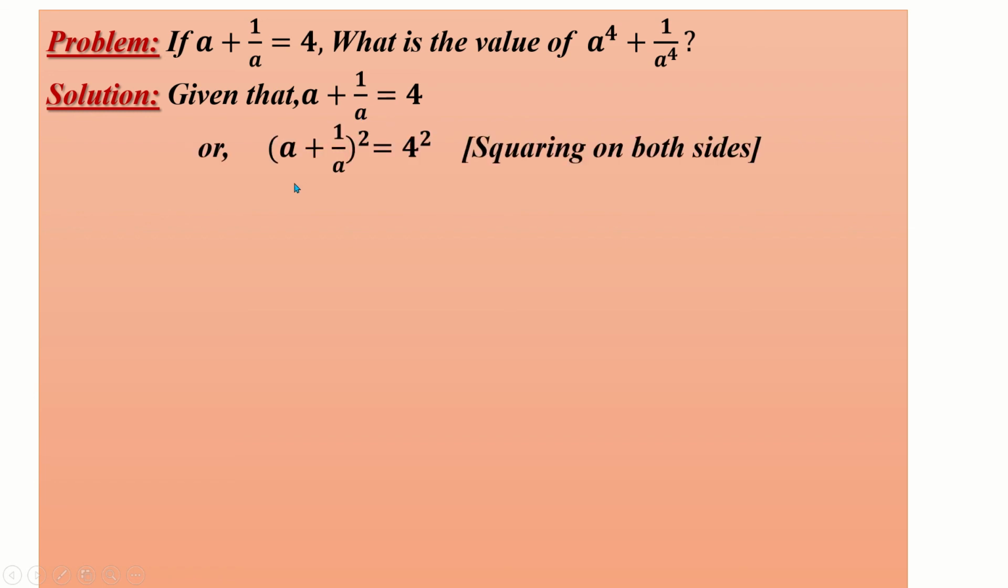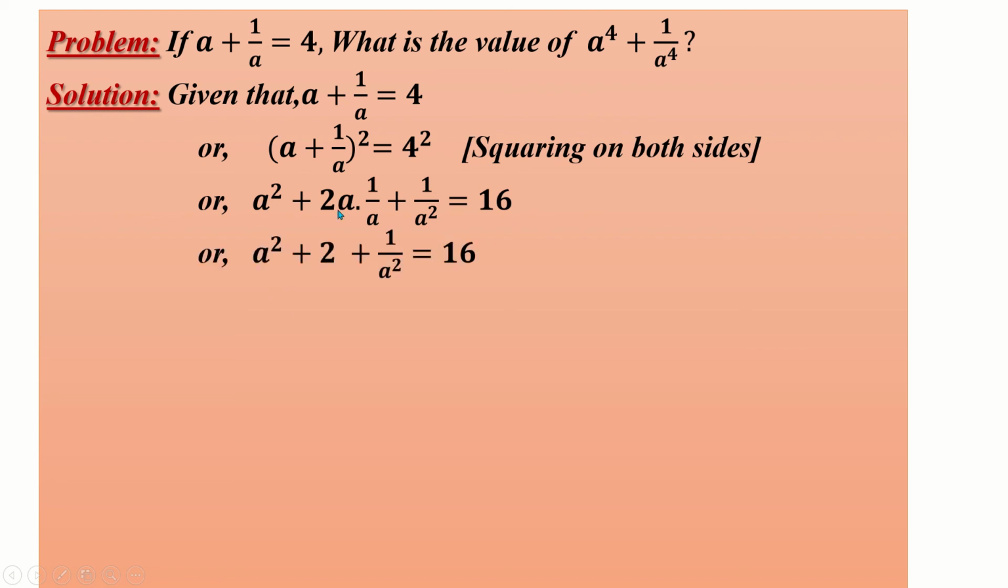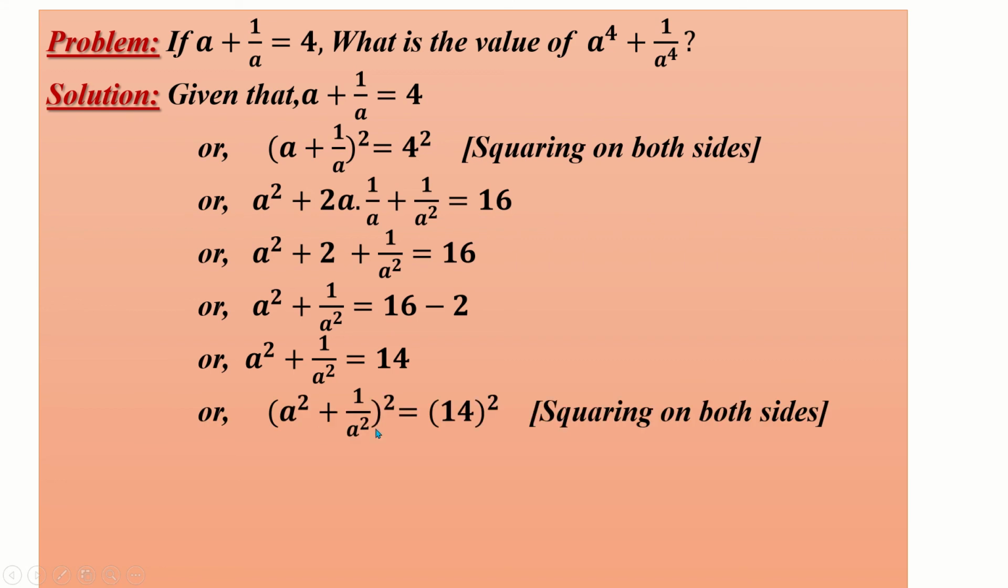At first, by squaring on both sides, we will get A plus 1 by A whole square, this equal to 4 square. This equal to A square plus 2 into A into 1 by A plus 1 by A whole square. That side will be 16. A and A cut, this 2 convert into right side. As a result, right side will be 14. Again, squaring on both sides, we will get this.